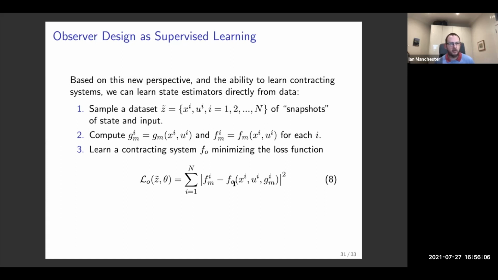And then we just have a supervised learning problem to solve where we're learning over the space of contracting dynamical systems. And this is, I think, a completely new way of designing observers, but it reduces observer design for complex nonlinear dynamical systems to a simple supervised learning problem if you've got the right model parameterization.